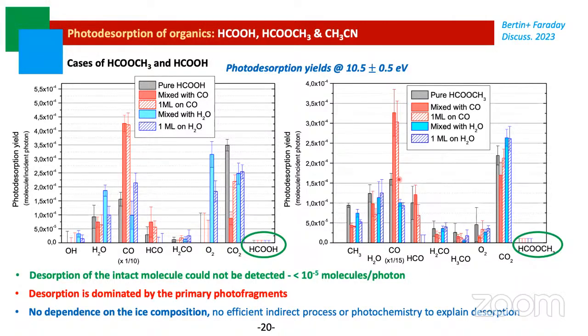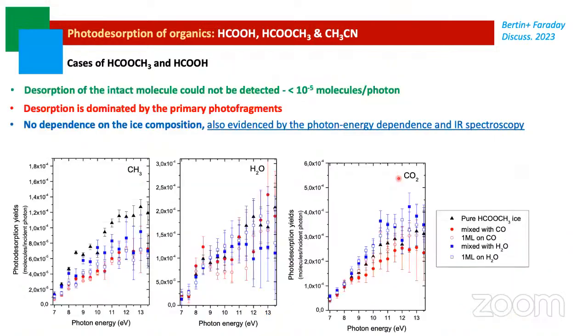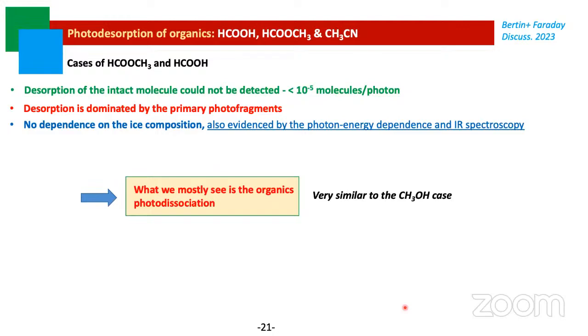What does that mean? Well, if there is any photochemistry, and there should be some, it is not coupled to the desorption. And this is a very important fact. It's totally different from what we observe for simple molecules. And the absence of indirect energy transfer, you can also see by the photon energy dependence. It is not changing at all whether you've got pure molecule, molecule mixed with water, or molecule with CO. And that is a strong conclusion. In many aspects, these two molecules behave exactly like methanol. Almost no desorption of the intact molecule. A lot of fragments are ejected.